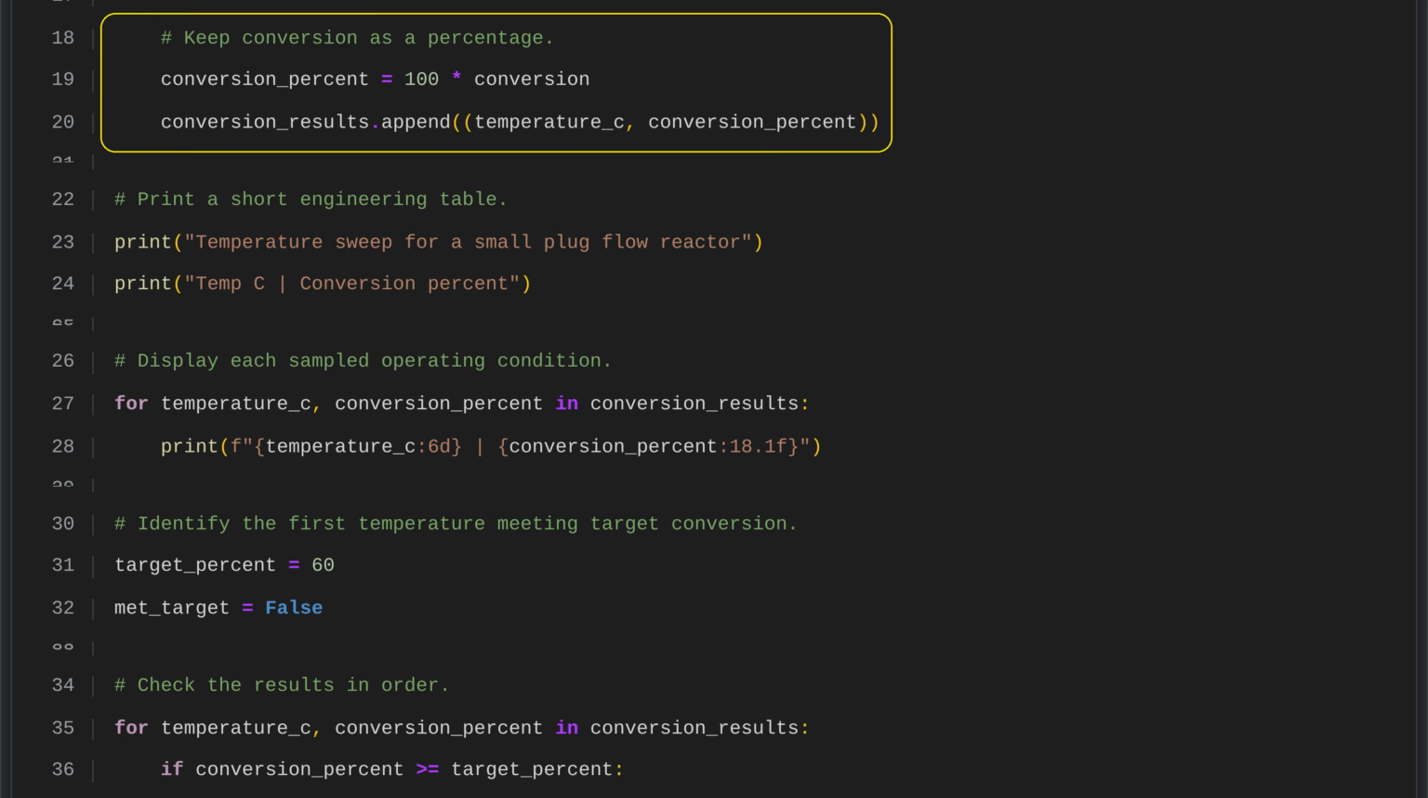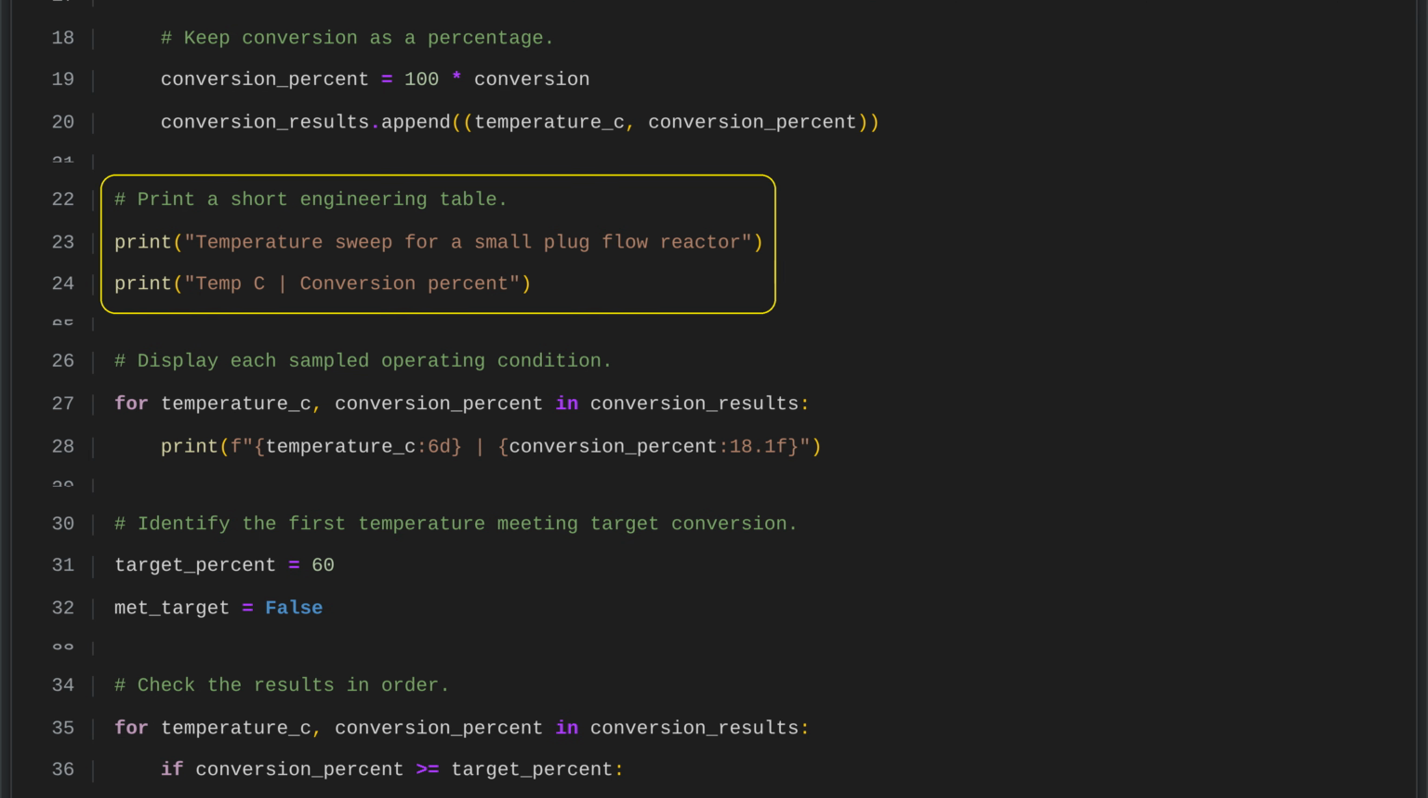The code converts each decimal conversion value into a percentage by multiplying it by 100. It then pairs that percentage with the current temperature and stores the pair in a results list for later analysis and display. The output begins with a header that identifies the results as a temperature sweep for a small plug flow reactor. It then labels the two columns as temperature in Celsius and conversion percent, giving the calculated data a clear structure for comparing temperature with conversion efficiency.